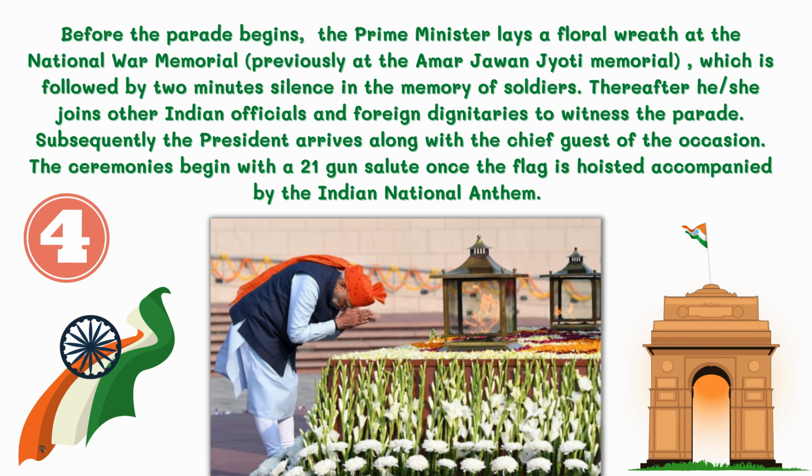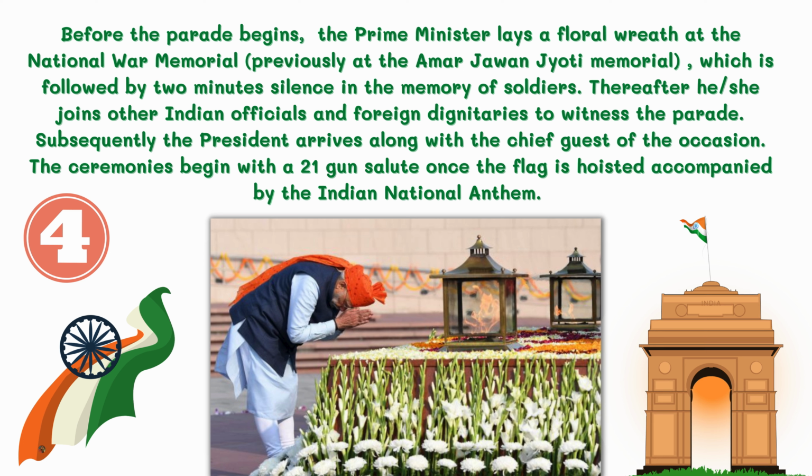Number 4. Before the parade begins, the Prime Minister lays a floral wreath at the National War Memorial, previously at the Amar Jawan Jyoti Memorial, which is followed by 2 minutes silence in the memory of soldiers. Thereafter, he or she joins other Indian officials and foreign dignitaries to witness the parade. Subsequently, the President arrives along with the chief guest of the occasion. The ceremonies begin with a 21-gun salute once the flag is hoisted, accompanied by the Indian national anthem.